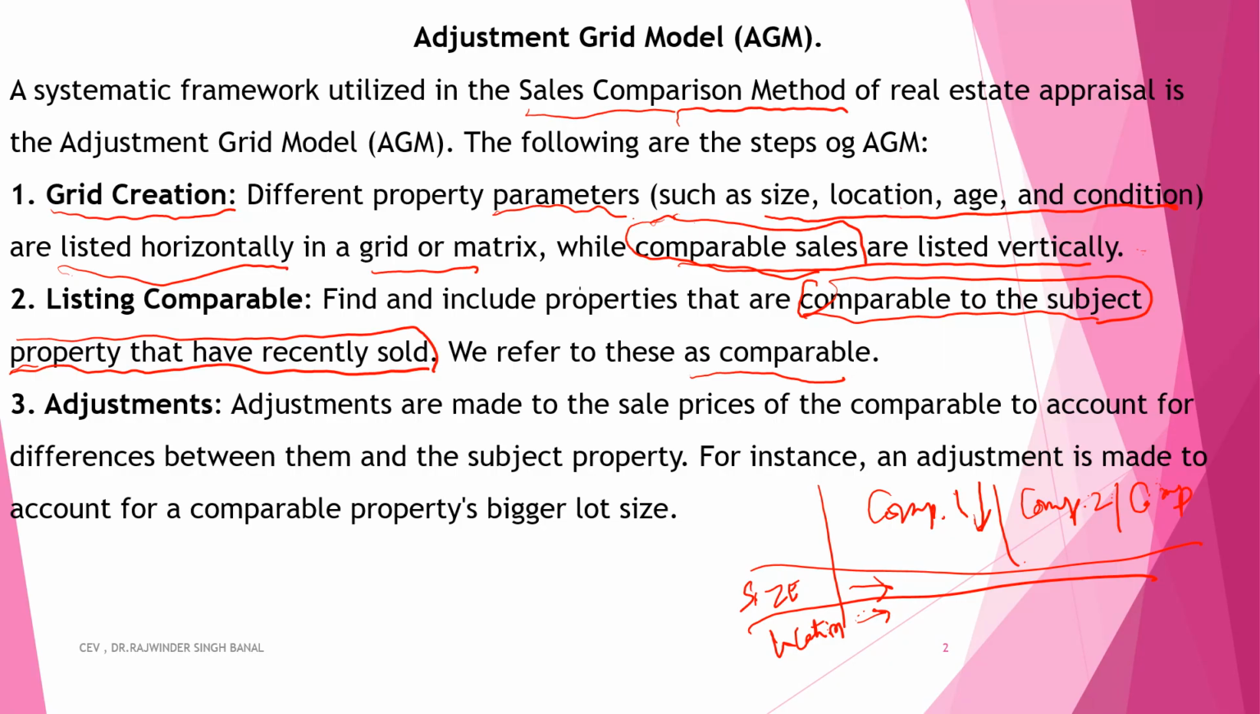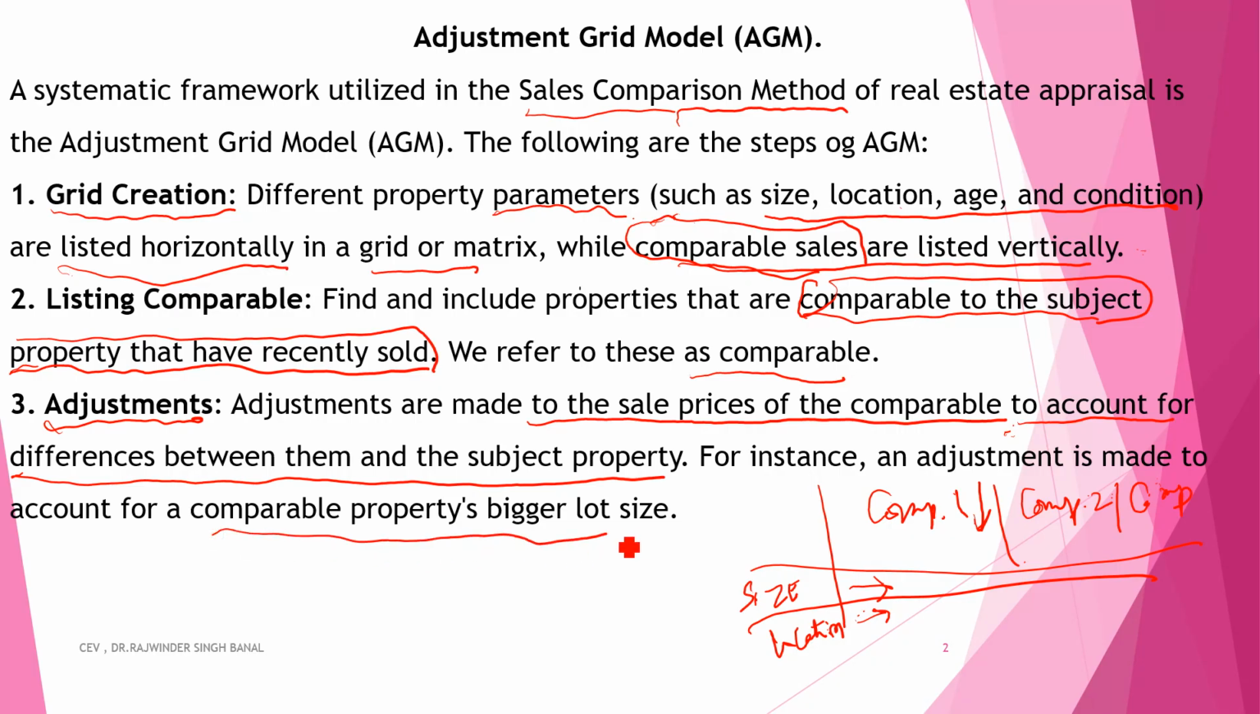Then after doing so, you have to make certain adjustments. Adjustments to what? We make adjustments to the sale prices of the comparables. We know the sale prices of the comparables and we make certain adjustments to them. Why? To account for differences between them and the subject property. For instance, an adjustment is made to account for a comparable property's bigger lot size.